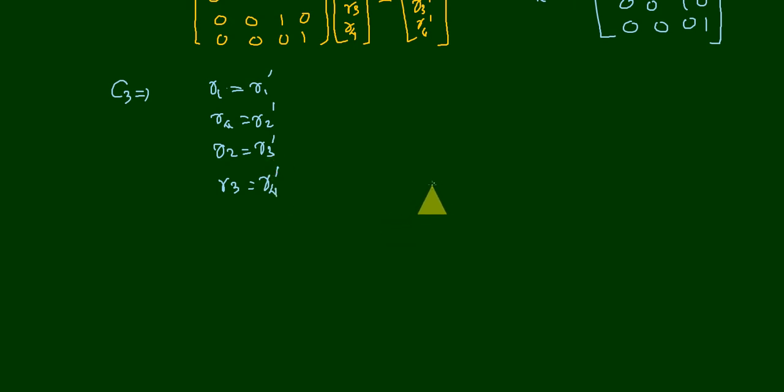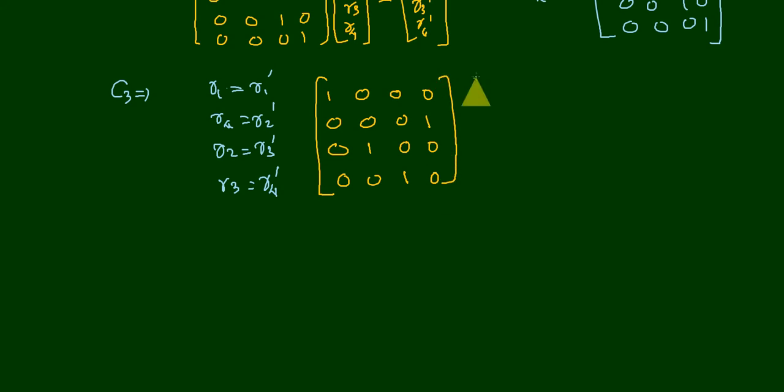So how can we write this in the matrix form? Let us construct a matrix. R1 is equal to R1 dash. Therefore, we can write 1, 0, 0, 0. And R4 is equal to R2 dash, so we write 0, 0, 0, 1. R3 dash is equal to R2, so we write 0, 1, 0, 0. And R4 dash is equal to R3, therefore we write 0, 0, 1, 0.